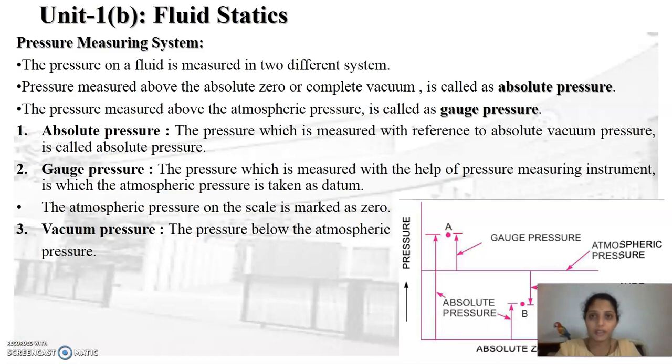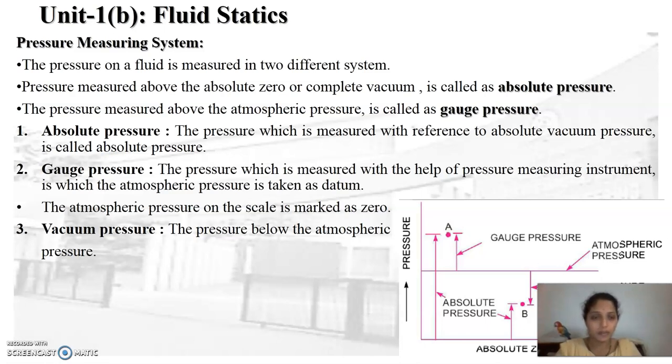When the fluid is at rest, it is subjected to fluid pressure, and this pressure is measured in two different ways. One is the absolute pressure and the second is the gauge pressure. The absolute pressure is the pressure measured above absolute zero or complete vacuum. When the pressure is measured above the atmospheric pressure, or with reference to the atmospheric pressure, that pressure measuring system is called the gauge pressure.